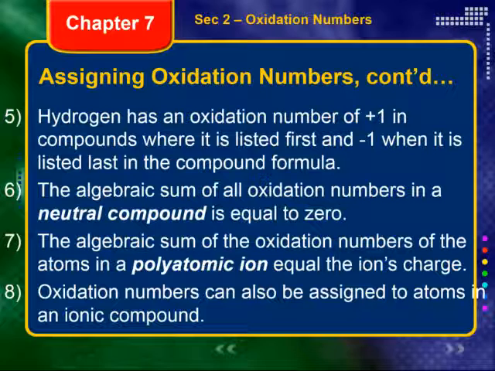And lastly, oxidation numbers can also be assigned to atoms in an ionic compound. That's fine, we're going to do that. However, just realize they're actually ionic charges.